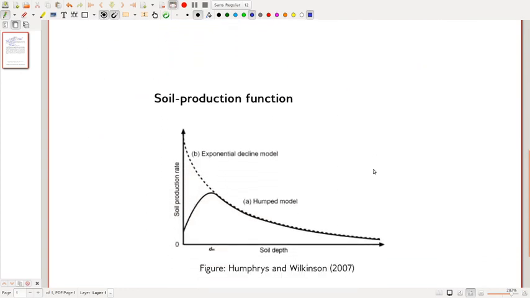Fortunately, we have a couple excellent examples of soil production functions that people have come up with. And here's the idea. I'm going to start out with this exponential decline model. So in the exponential decline model, what we're saying is that soil production rate is high when soil depth is low.